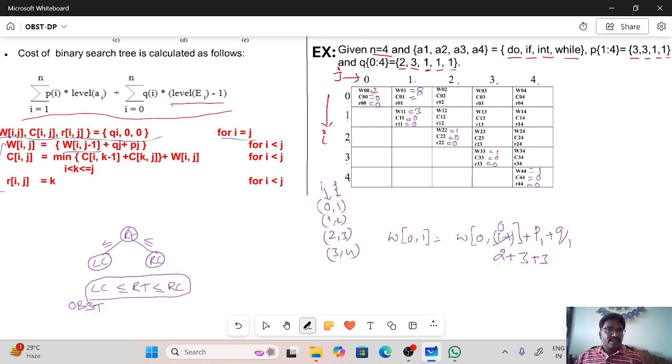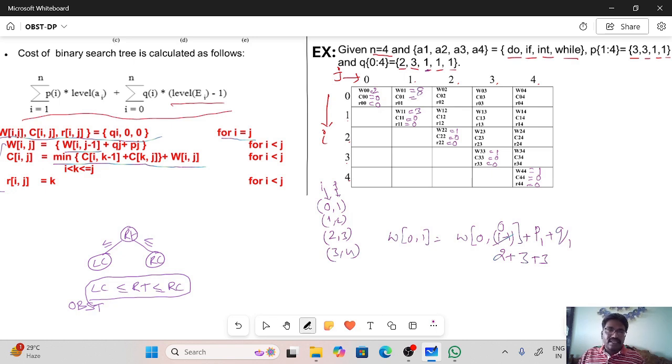Now I am going to find the cost. Cost of Ij I am going to find with the principle of the minimum of the same row earlier cost and the same column earlier cost. Sir, what does that mean? So C of i, k minus 1 plus C of k, j plus the corresponding weight.